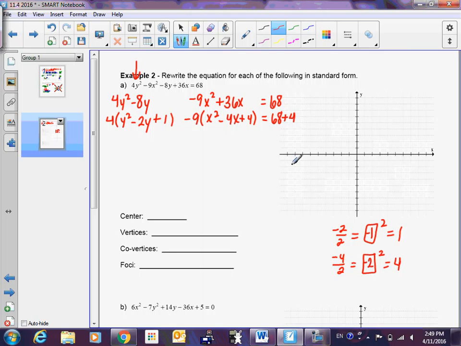And before you answer my next question, I want you to really think about it. When I put in that plus 4, what did I really do to the left side? I subtracted 36. Why subtract and not add? Because of the negative. This is the first time we've seen this because this is the first day of hyperbolas. So negative 9 times 4 is negative 36. So I'm going to do the same thing to the other side.